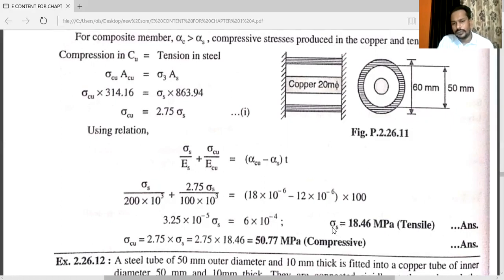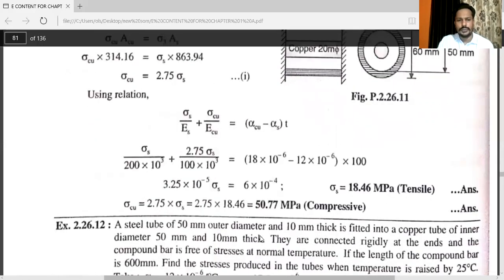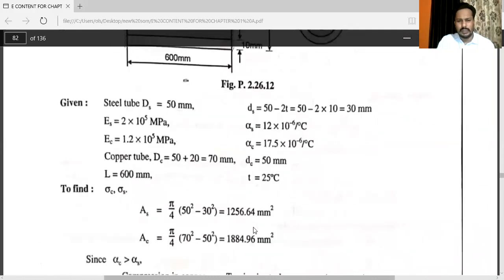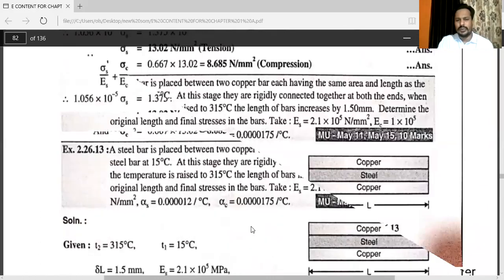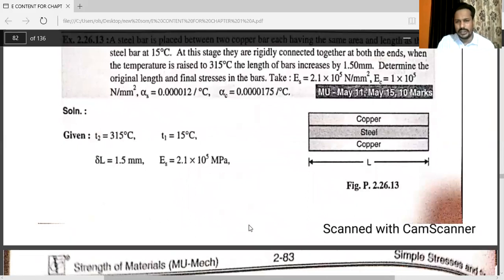After getting the value of stress of steel, you can calculate the value of copper by using the first equation. So the stress in copper is equal to 50.77 megapascal, which is compressive in nature. See here, compression in copper and tension in steel. So the value for steel is tensile, and the other value is compressive in nature. Many examples are there, but the conditions are the same. You can solve each and every problem by using this simple condition.